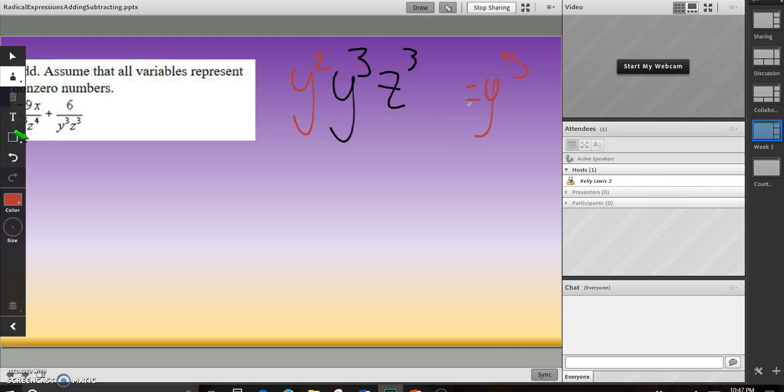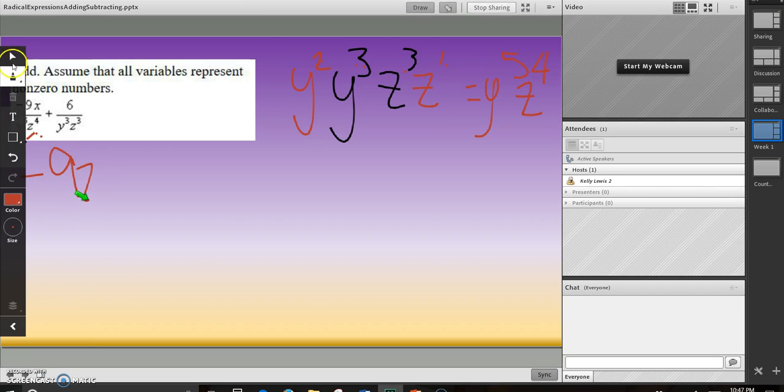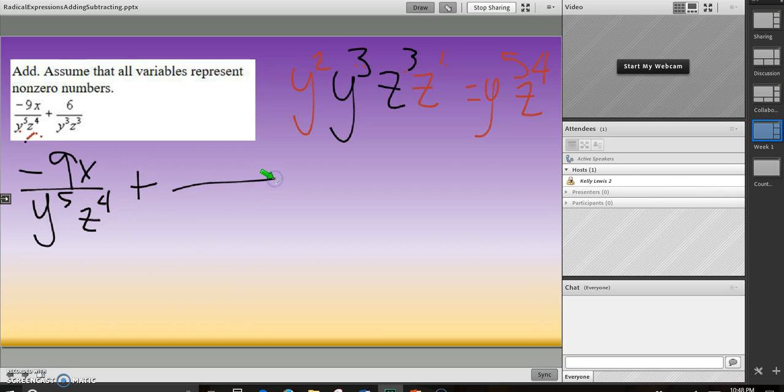And then z to the 3rd, I really need z to the 4th. So if I multiplied by z to the 1, which is really z, then 3 plus 1 is 4. And so now I have y5 z4, y5 z4. All right, so the first guy just relaxes because I don't need to change anything about him. He's perfect.